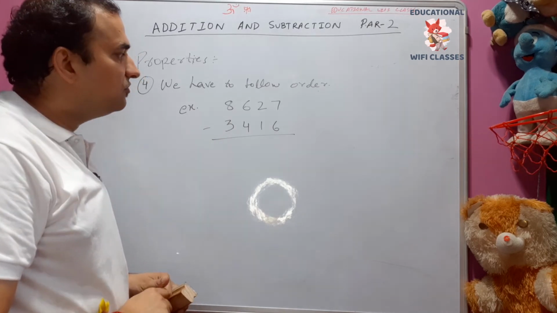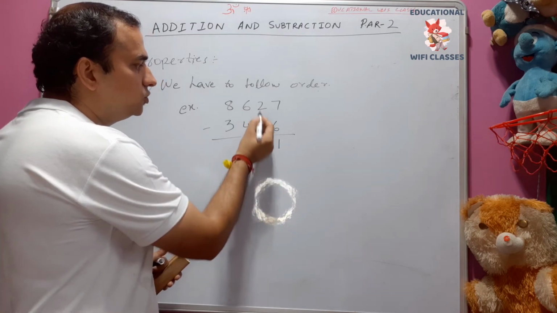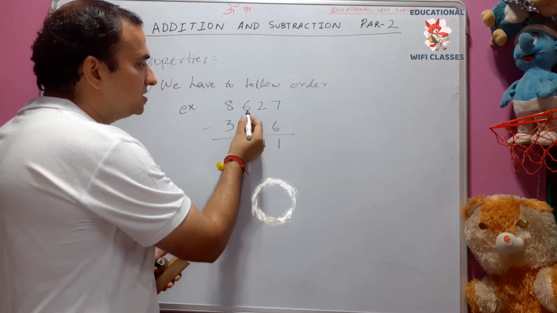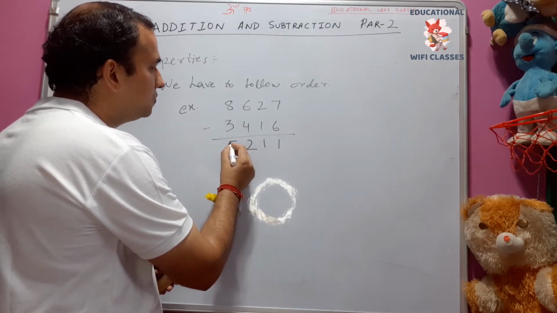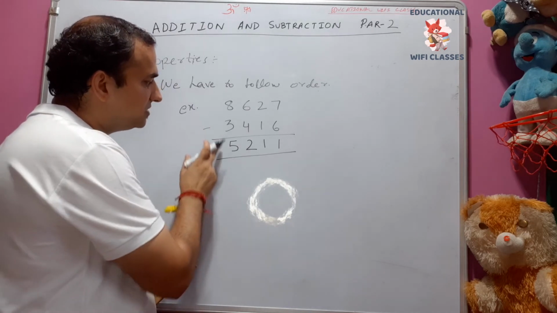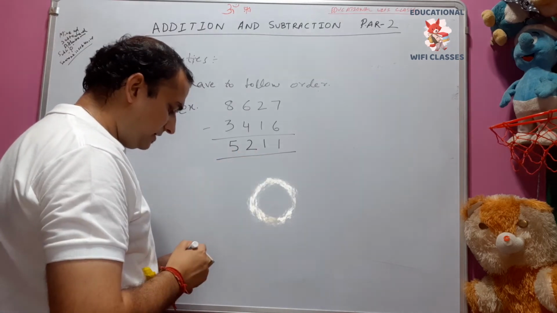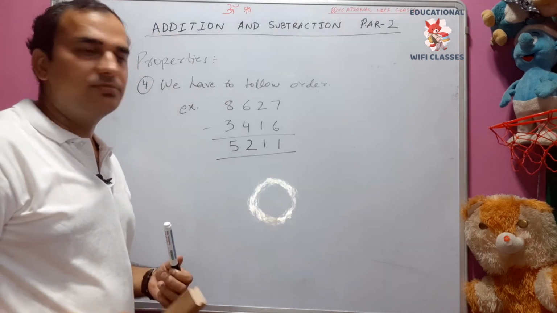Okay, so what are we going to do? 7 minus 6 is equal to 1, 2 minus 1 is equal to 1, 6 minus 4 is equal to 2, and 8 minus 3 is equal to 5. So we get the answer, or we get the difference of these two numbers, is 5211. This is the way we are going to subtract the numbers.